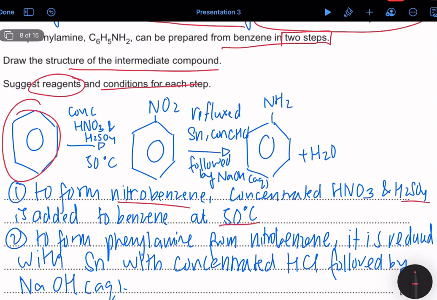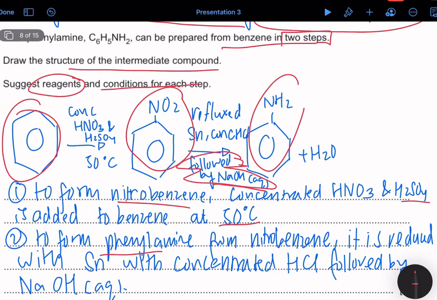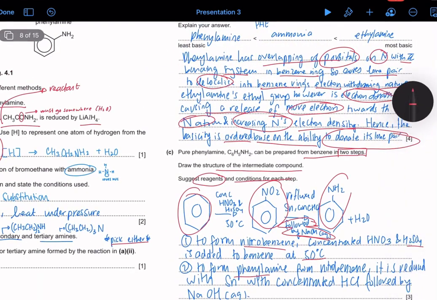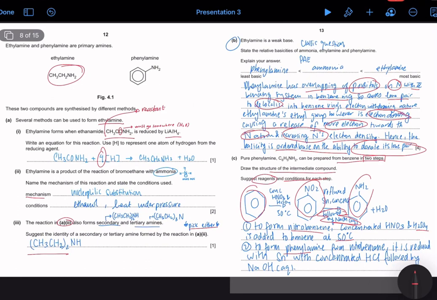And once you obtain your nitrobenzene, you want to obtain your phenylamine. So what do you do? You reflux it with tin, Sn, with concentrated HCl, followed by NaOH. This part is mentioned in the syllabus, so don't forget to mention that. It is reduced with tin with concentrated HCl and then followed by NaOH, which is your alkali. Next question.